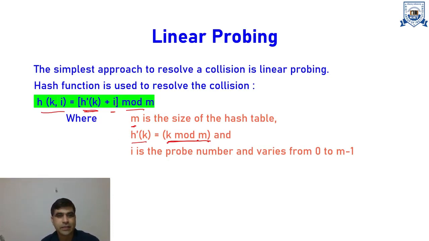And what is i in this case? i is the probe number. It starts from 0 to m minus 1. The probe number varies from 0 to m minus 1, and m is the size of the table. We'll see this by an example.